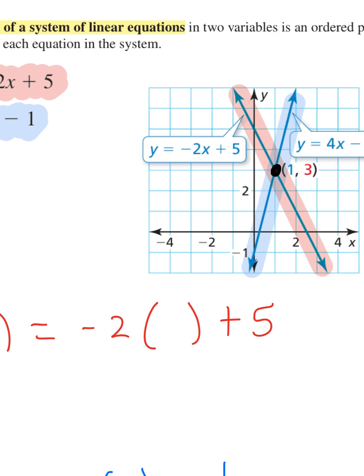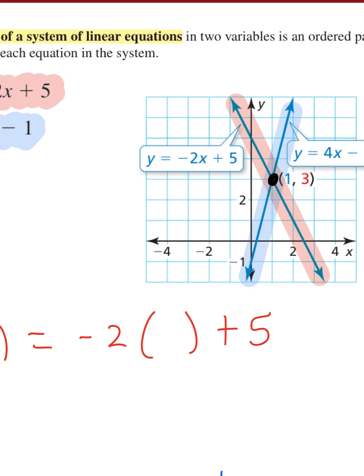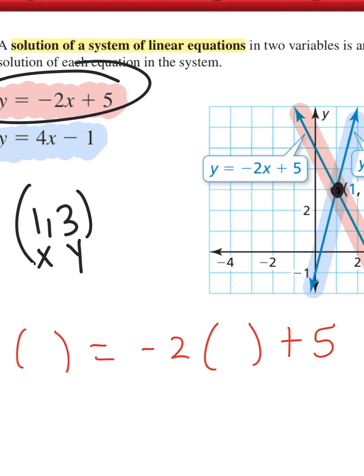So I want to show you, if you were to plug this ordered pair 1, 3 into both of these equations, right? That's where we're saying these 2 lines cross. If you take this equation, which says y equals negative 2x plus 5, all right, so we take this ordered pair. 1 is the x, right? Y is the 3. If I plug this into this equation, y equals negative 2x plus 5, where it says y, what should I plug in? Where it said x, what should I plug in?